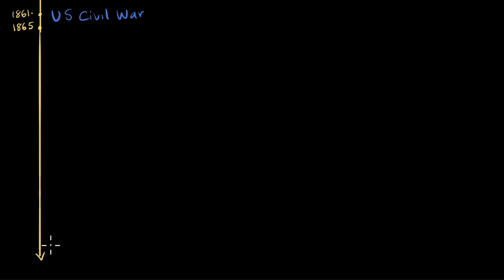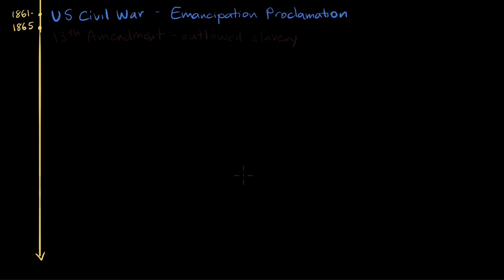During the Civil War, the U.S. government issued the Emancipation Proclamation, declaring the end of slavery in the southern states, and after the war ratified the 13th Amendment, which outlawed slavery everywhere in the country. But ending slavery didn't automatically guarantee citizenship rights for black people in the United States.